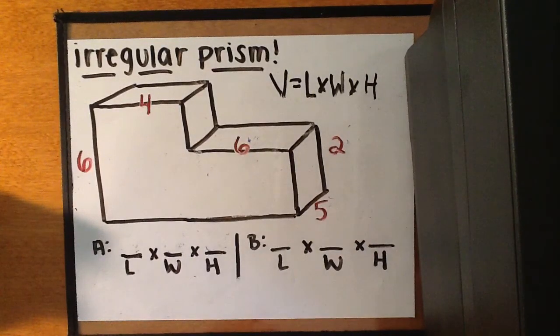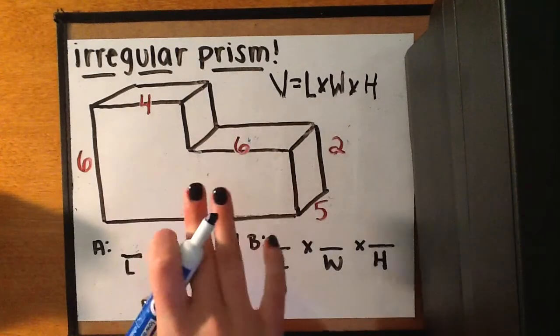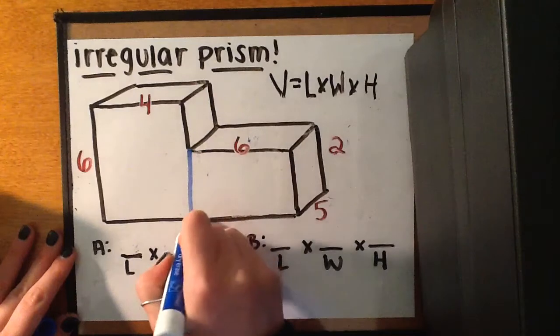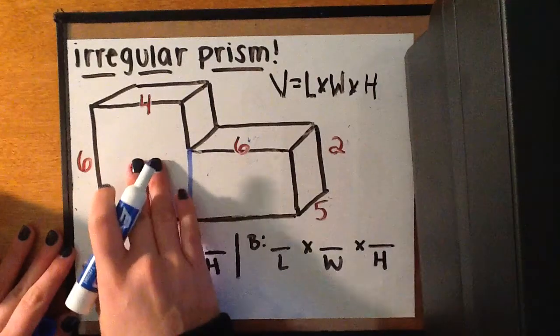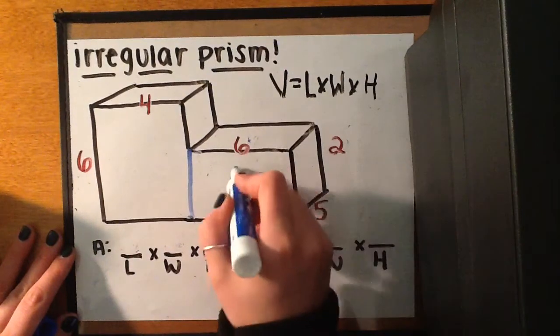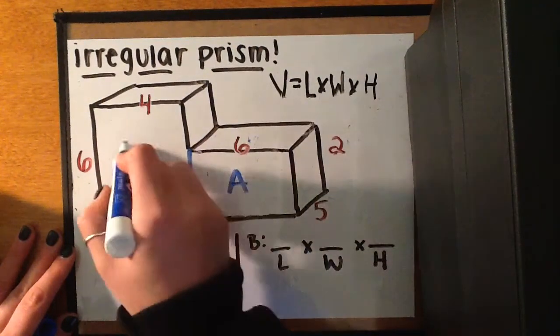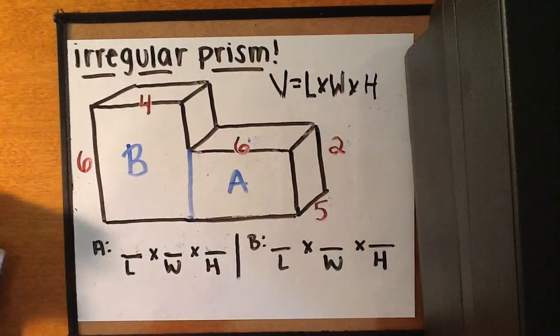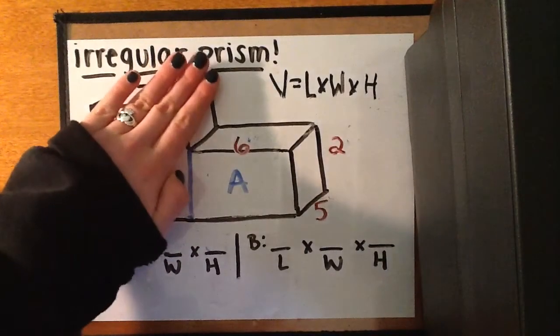It's helpful for me. So what I'm going to do to solve this is I'm going to break this irregular prism up into two prisms. And I'm going to look at each one separately. So I'm going to label this one right here A and this one right here B. And right now I'm not really going to look at B. I'll look at it later. So I'm just going to cover it up.